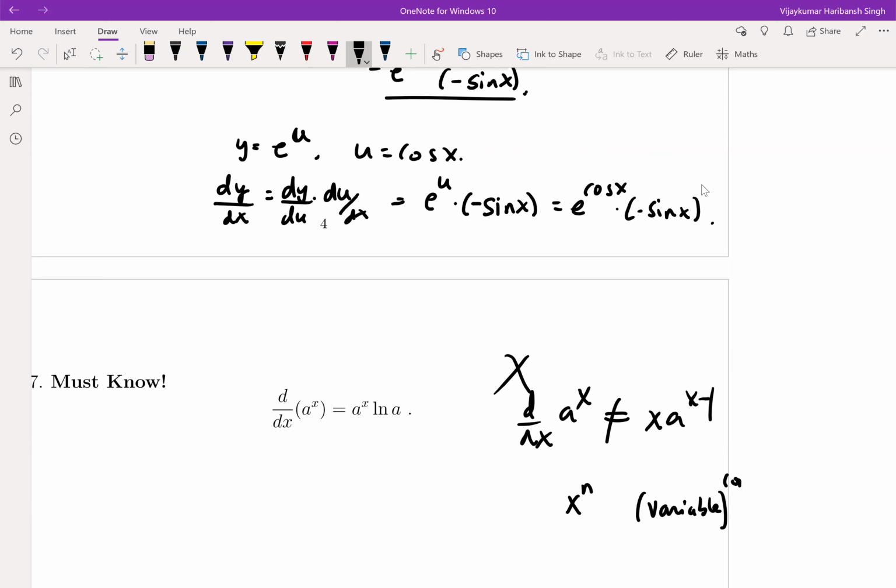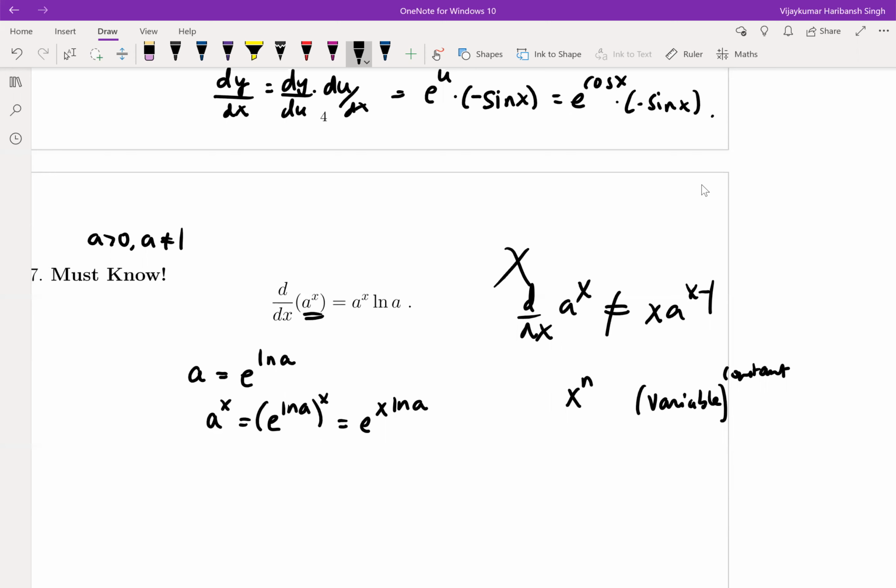Now see, this is a very common theme in mathematics: you reduce it to a problem which you already know. You know how to take the derivative of e to the power something. So the derivative of a to the x is going to be the derivative of e to the power x ln a. Now the derivative of e to the x is e to the x, so the derivative of e to the x ln a is going to be e to the power x ln a multiplied by d by dx of x ln a.